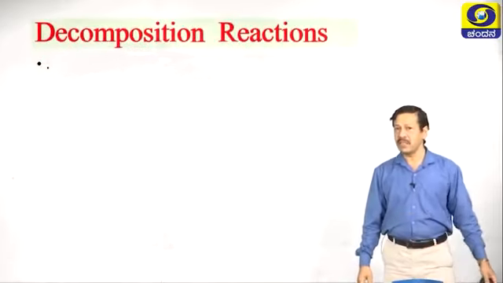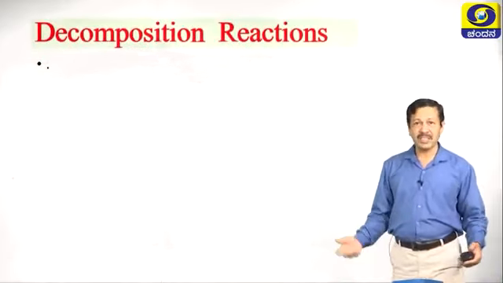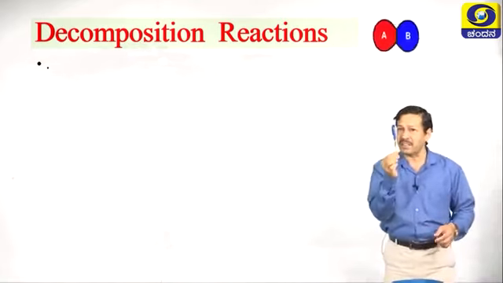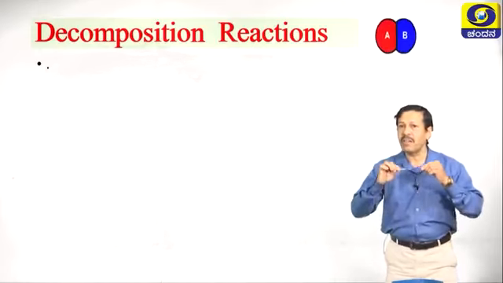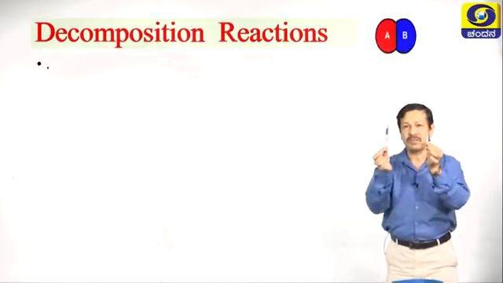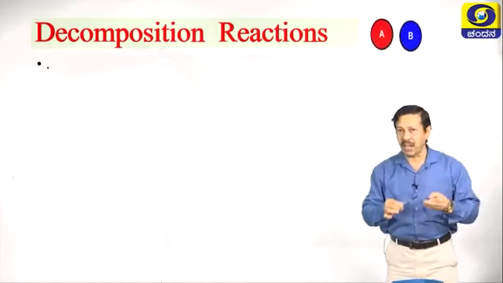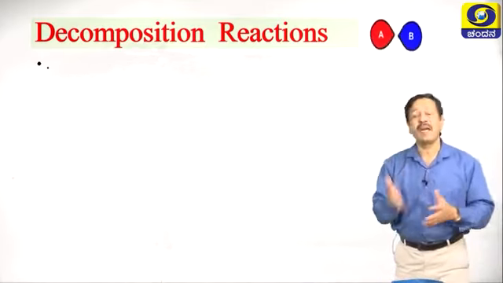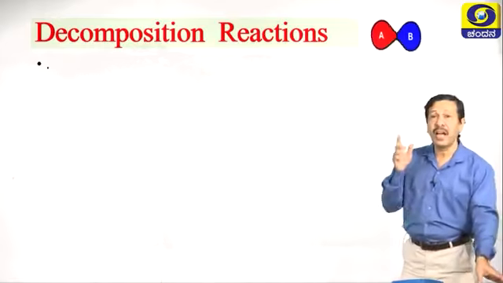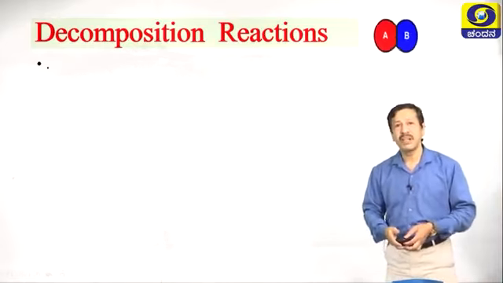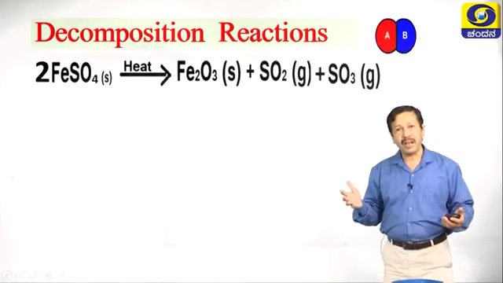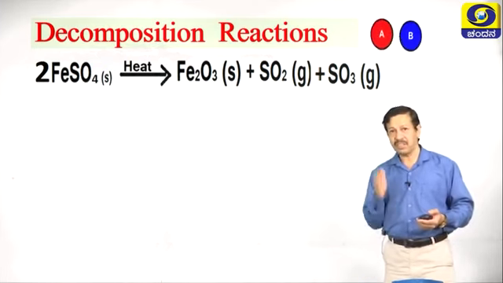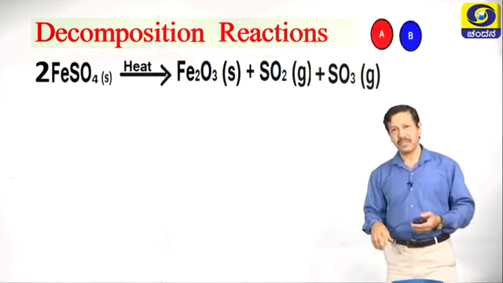Now, let us move on to the next one, decomposition reaction. A very simple analogy I can give: I have one reactant, I will break the bond and I will get two products. Very simple, you are seeing the animation also. AB compound decomposes by the application of energy and produces A and B, two products. Thus, decomposition reaction is where one reactant breaks up into two or more products. Such reactions are termed as decomposition.